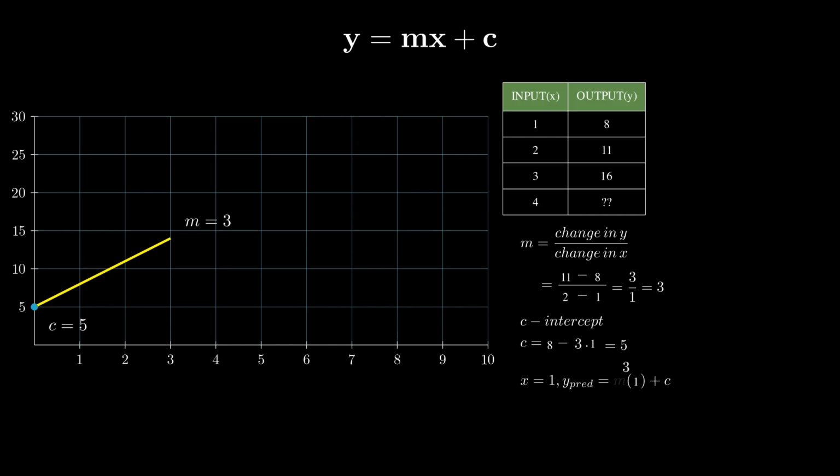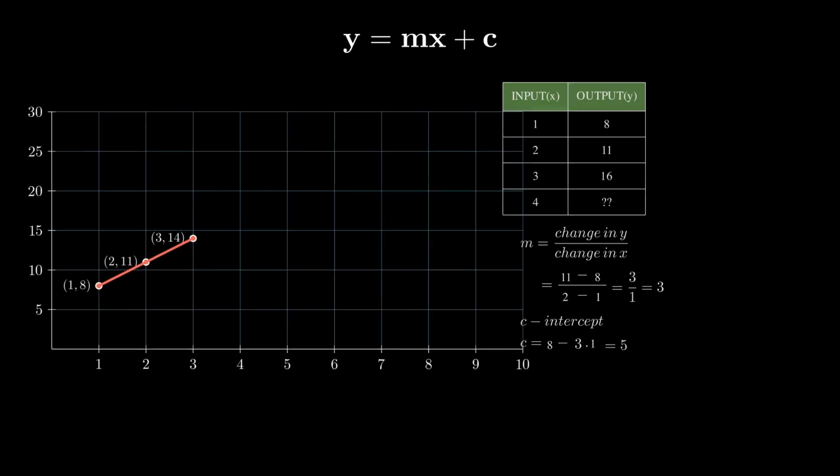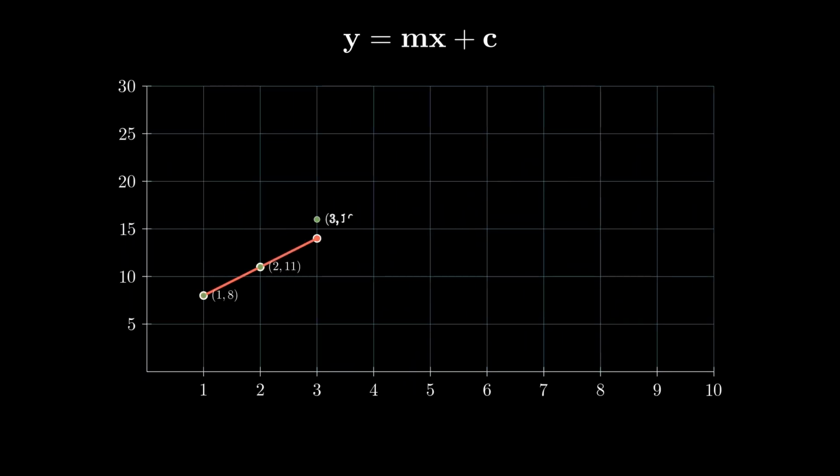For x equals 1, substituting the m and c values gives us y pred equals 8. When x equals 2, plugging the values into the equation gives y pred equals 11. And for x equals 3, we again apply the formula and get y pred equals 14. Finally, we will plot both the predicted data points and the existing points to visualize the alignment of the predicted line with the given data. However, these predictions may not match the actual values.